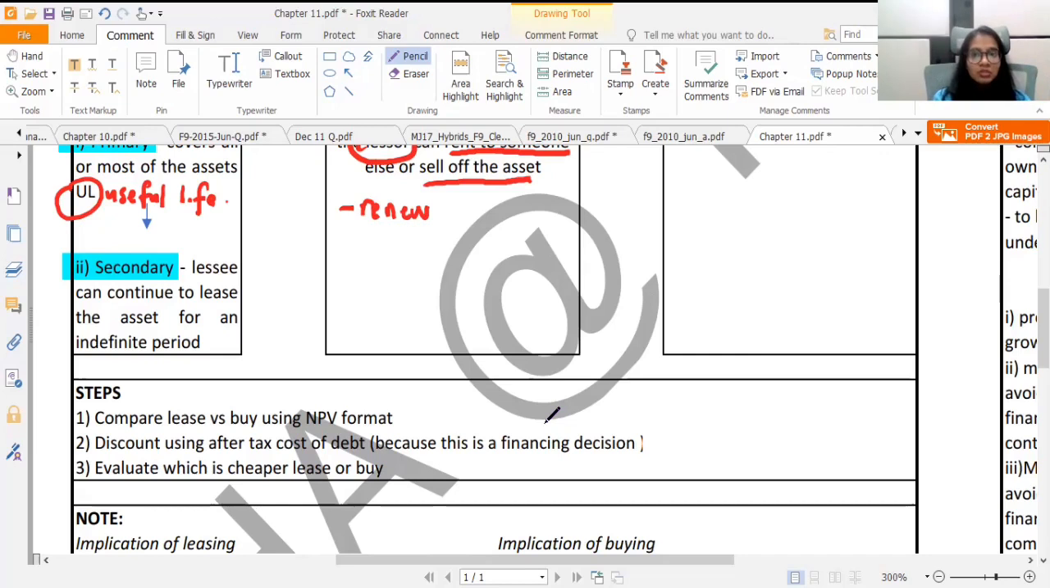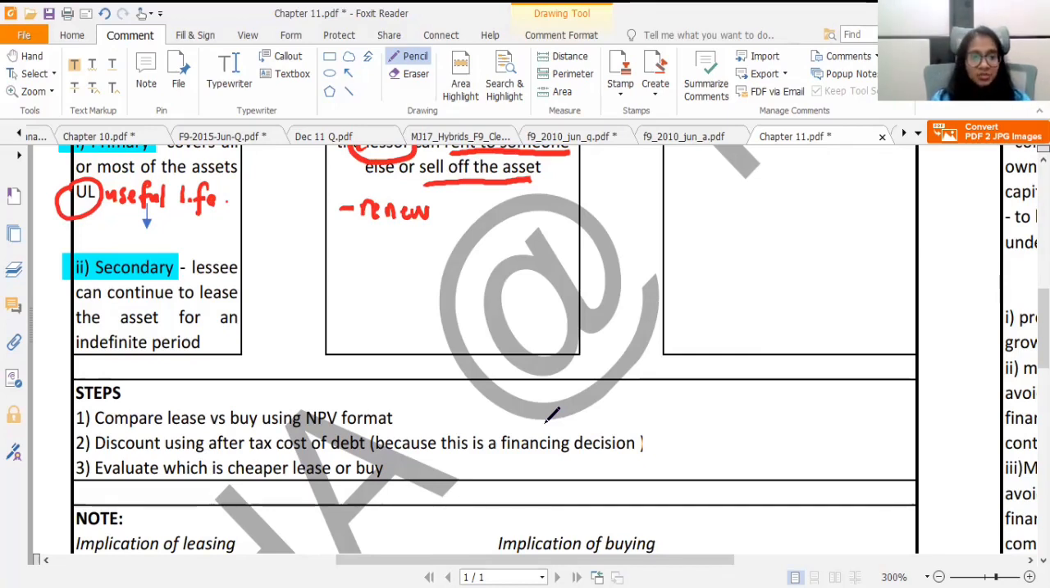You only will include the cost that is relevant to financing the asset. Example, initial cost, machine running cost, machine maintenance cost, scrap value, licensing fees. These are all costs arising as a result of using or buying or leasing this asset.